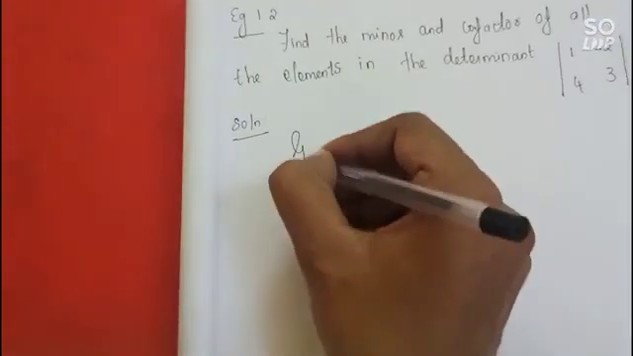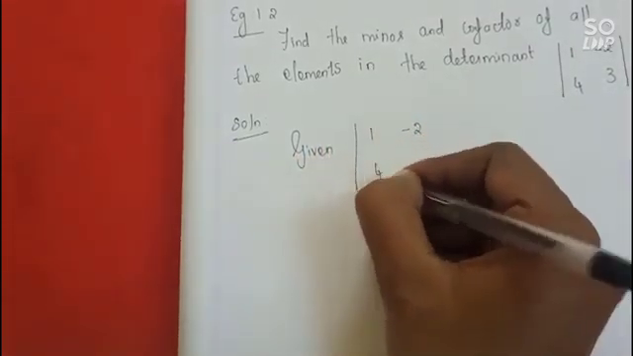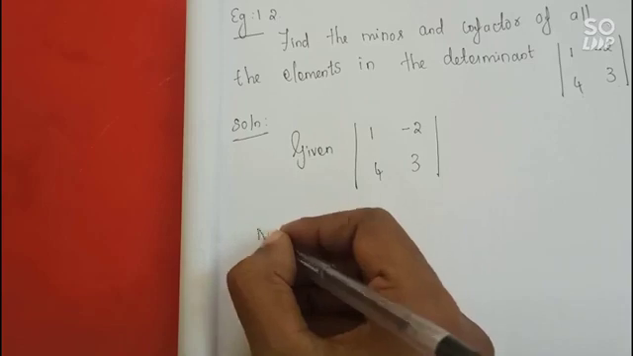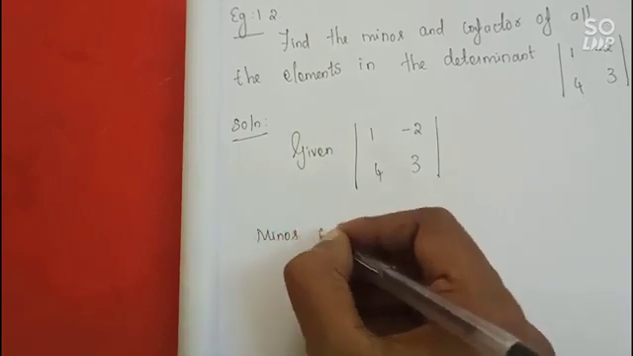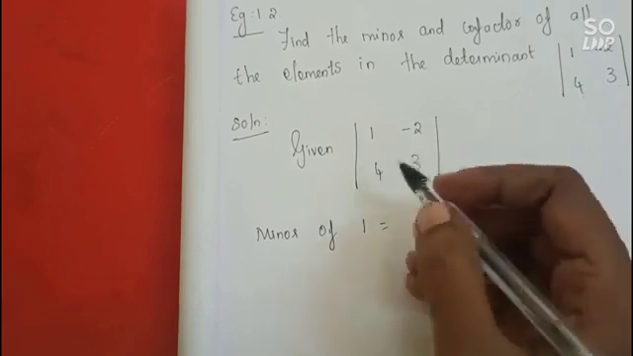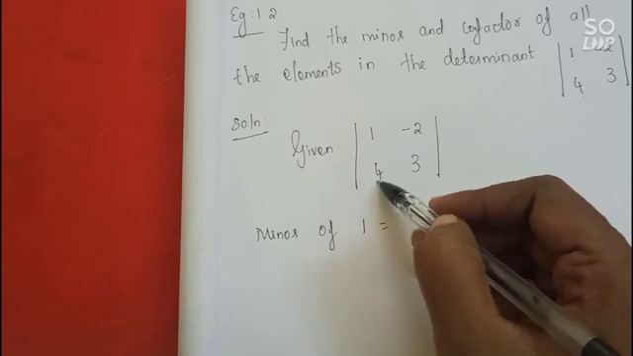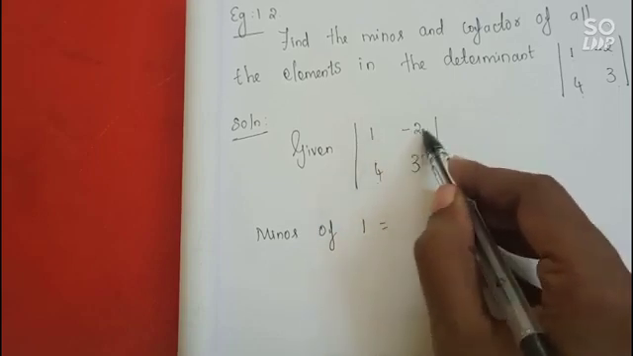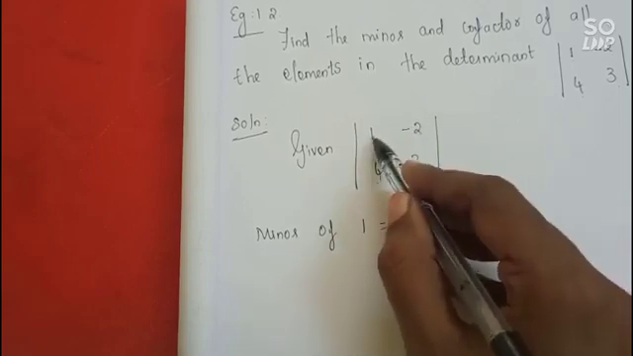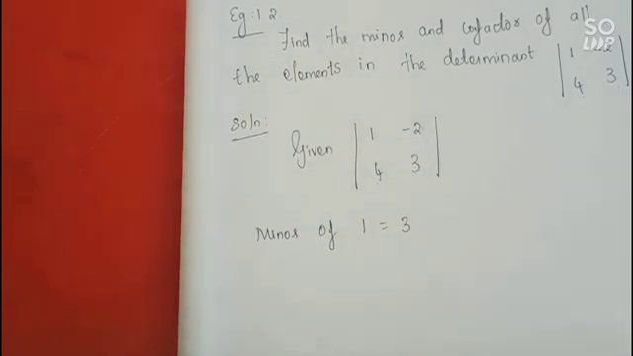So I am writing the given determinant 1, -2, 4, 3. Okay. First we are going to find the minor of 1. That's the first element. How will we find the minor? For this element, this particular column and this row we will cancel. What's the balance? 3. That's the minor of 1.